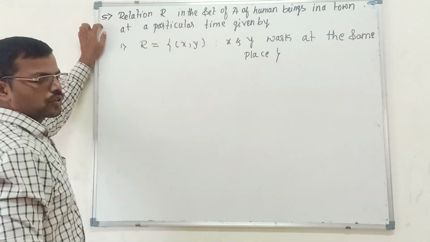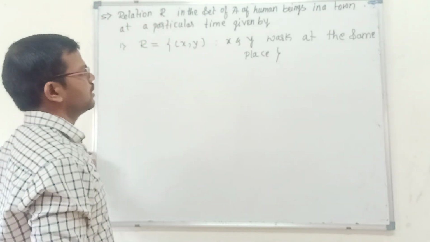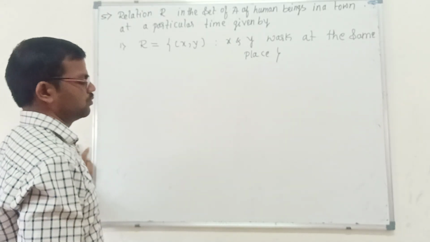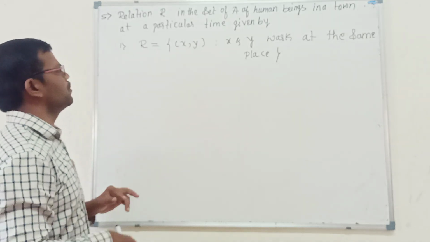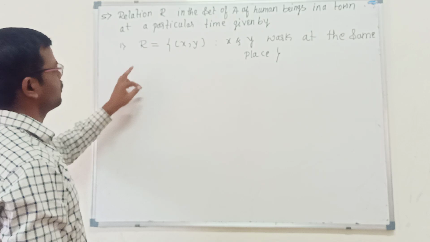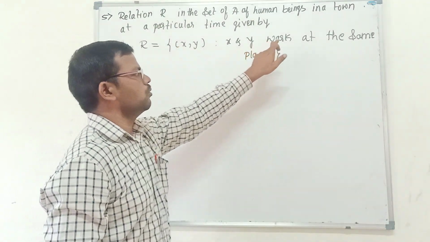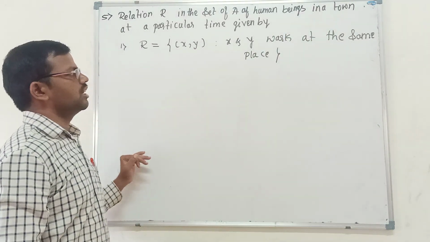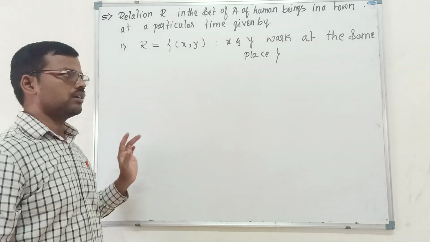Relation R, it is the fifth question. Relation R in the set A is the set containing the human beings in a town. So in a particular town, it is a set of human beings at a particular time. For that they have given the relation: x and y work at the same place. So we have to identify whether it is reflexive, symmetric, or transitive.